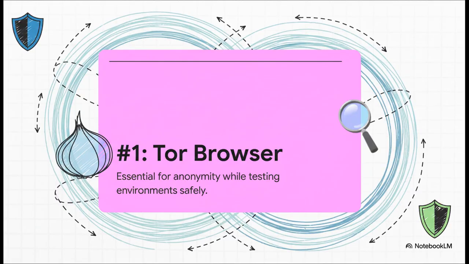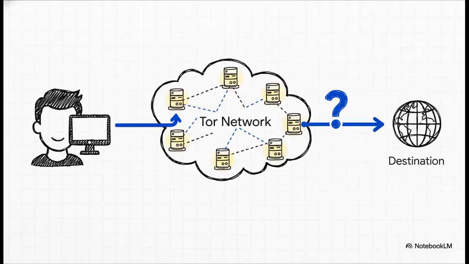And finally, our number 1 tool might actually surprise you. It's not an attack tool at all. It's the Tor Browser, and it's absolutely essential for one critical thing: anonymity. So why is this number 1? Simple. Because before you conduct any security tests, the most important first step is to protect yourself and your privacy.